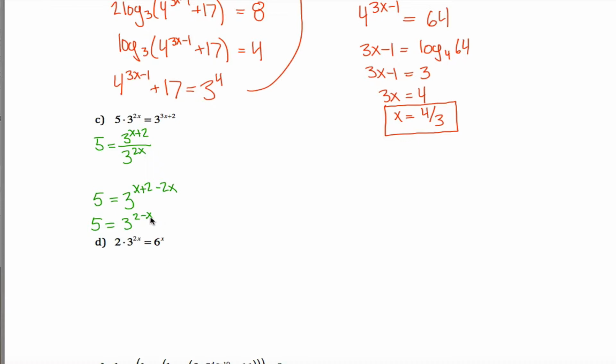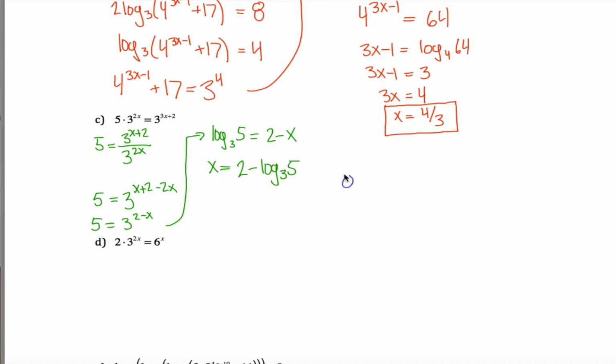And now you want to solve for x. Whenever you need to get the x out of the exponent, you want to take a log of both sides. Take the log base 3 of both sides, log base 5 of both sides, natural log of both sides, doesn't really matter. Maybe I'll take log base 3 of both sides. If I take the log base 3 of both sides, I'd have the log base 3 of 5 is equal to 2 minus x. So if I add the x over here and subtract the log base 3 of 5 over there, I get that x equals 2 minus the log base 3 of 5.